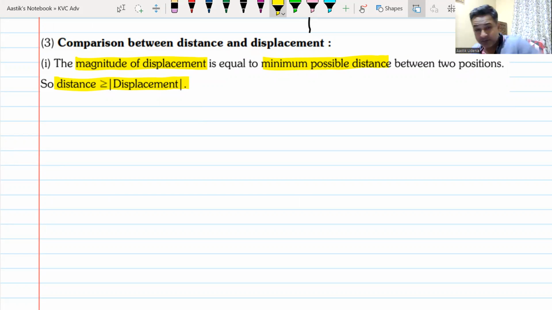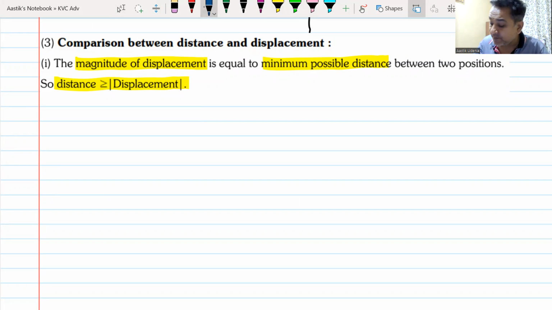Because distance depends on path. The shortest path is the straight line path. That is your magnitude of displacement. So the magnitude of displacement will always be less than or equal to the distance traveled. In which case are distance and magnitude of displacement the same? When can we say that the distance traveled by the body and the magnitude of displacement are the same? When the path is a straight line.